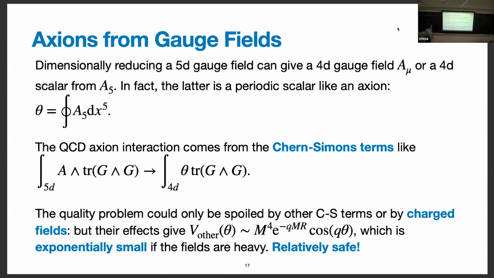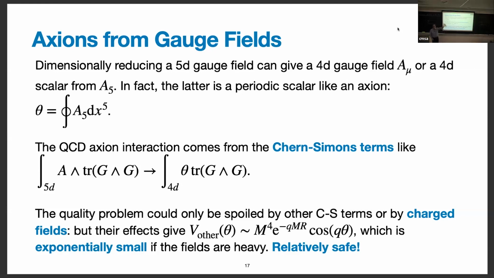And the nice thing about these theories is that the quality problem can only be spoiled by these very special things. Either other Chern-Simons terms, so maybe there's a different gauge theory that couples to theta and generates a potential, or charged things, things that carry a charge under A. But if those are massive, then the effective potential they generate is always exponentially small.